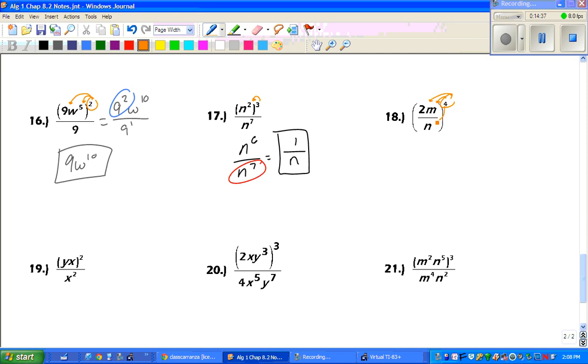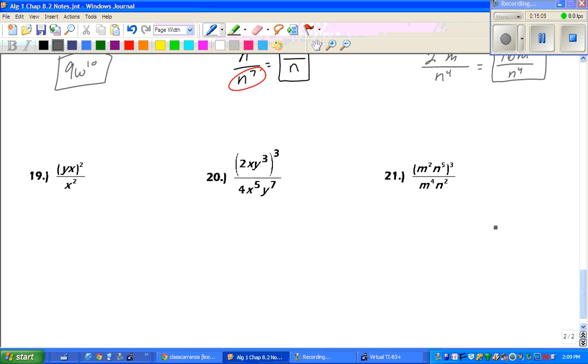Distribute to everything, and you get 2 to the 4th, m to the 4th, and n to the 4th. Now you can do 2 to the 4th power. We've done it a couple of times already, so hopefully you know it by now. If not, just plug it in. And now, can we subtract the m and the n? No, because they are different variables.